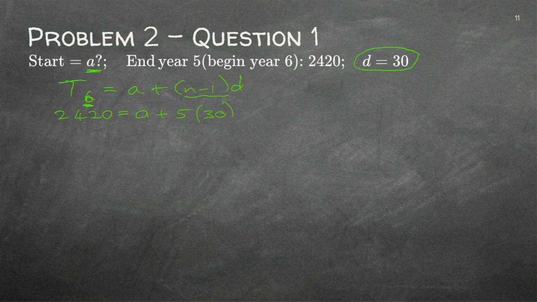If that is 6, then this is always 1 less. You remember I showed you on the previous page as well. So now I've got an equation with only one variable. I can solve it. It's 150, 2,420. If I take the 150 over here, it's 7, 2, 2, if I'm not mistaken.